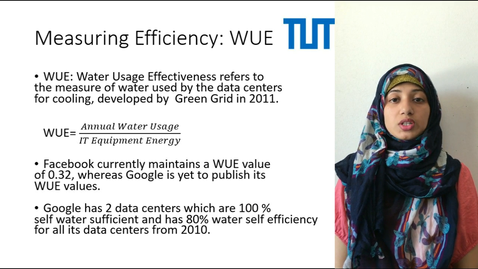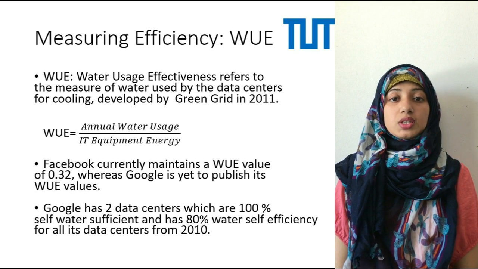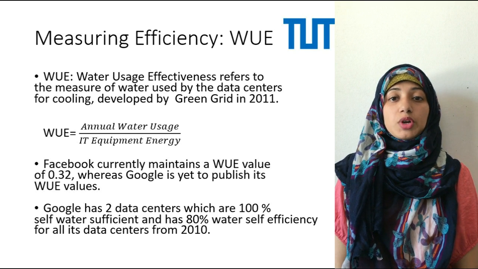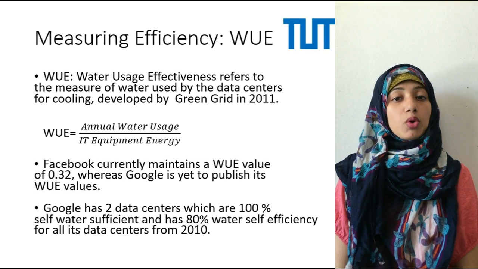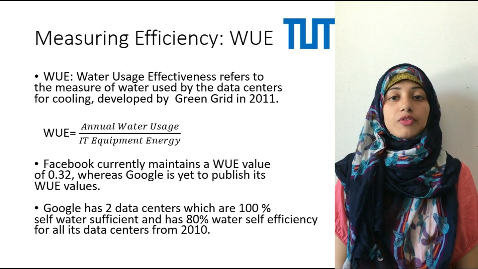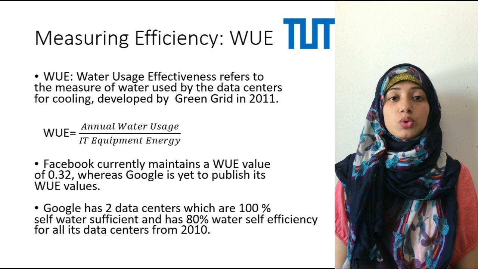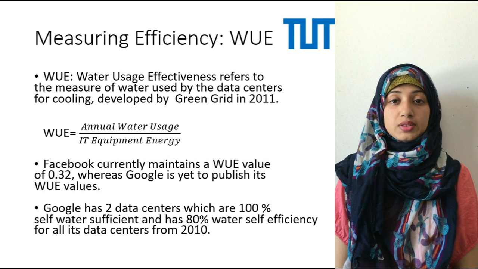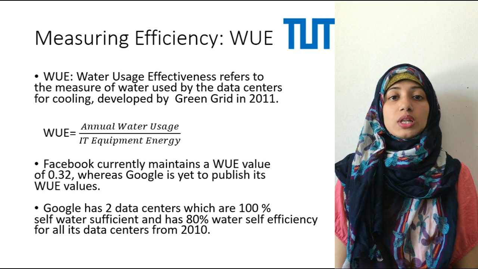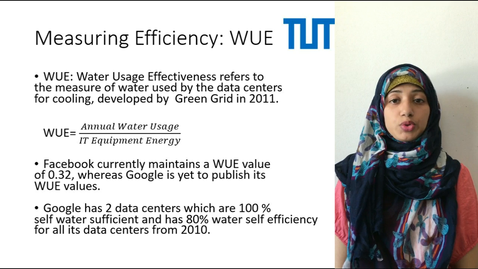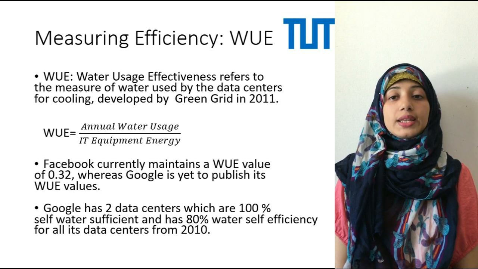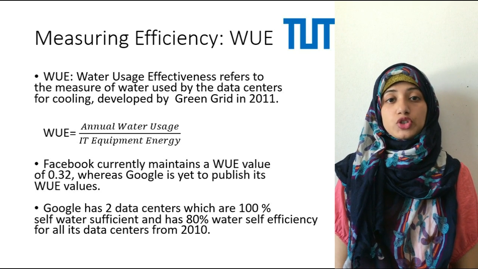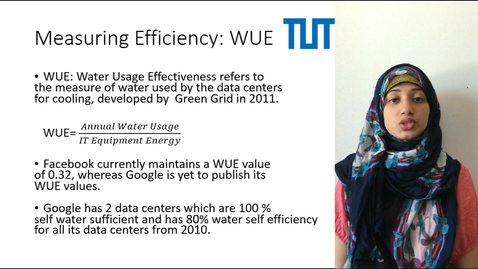The usage of water is just as important as power usage. Thus, one other important aspect for efficiency is WUE. It is a measure for water usage and used by both Google and Facebook. Facebook currently maintains a WUE value of 0.32, whereas Google is yet to publish its WUE values. Google has 2 data centers which are 100% self-water sufficient and has 80% water self-efficiency for all its data centers since 2010.